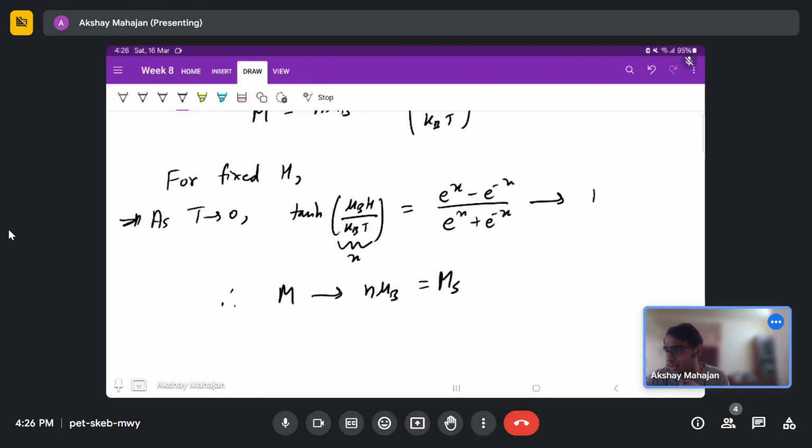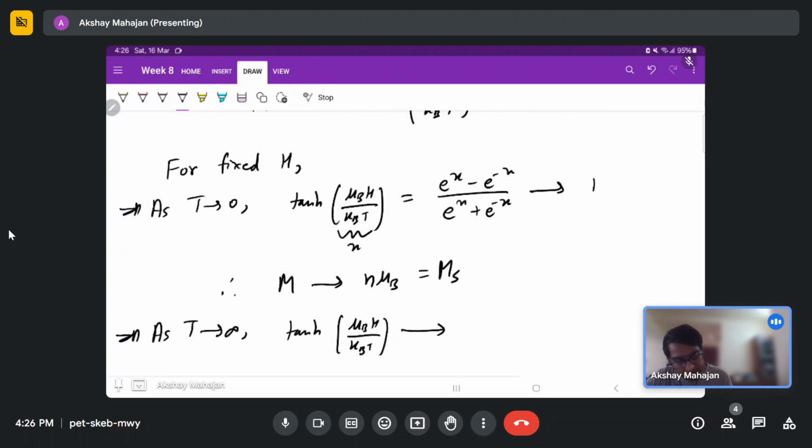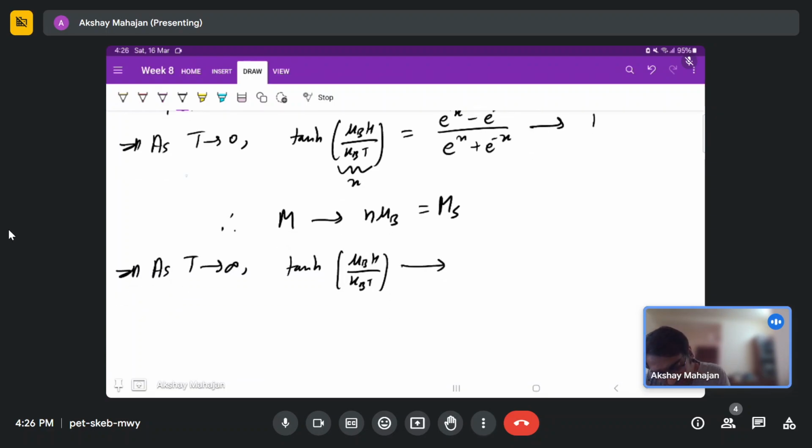Okay. Now similarly, as t tends to infinity, you can see that this tanh(μ_B H / k_B T), again, just see the definition of tanh x. So basically, as t tends to infinity, this x value will tend to 0. Okay, if t is tending to infinity, x tends to 0.